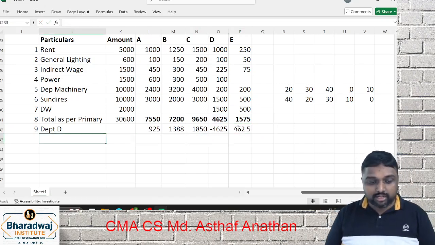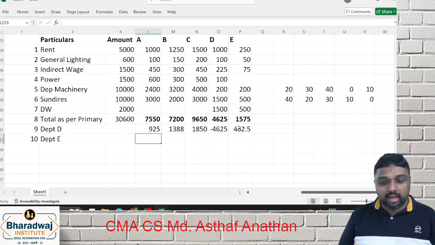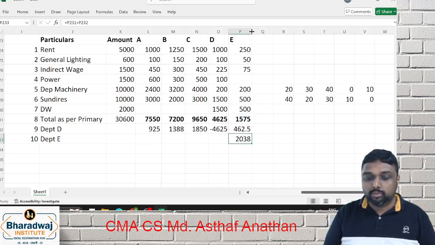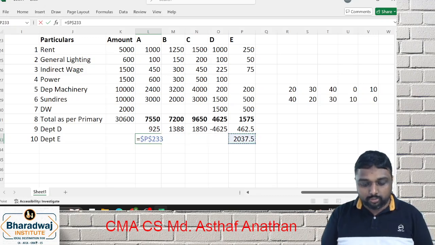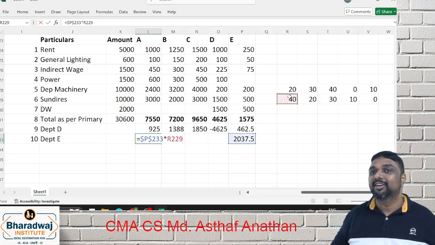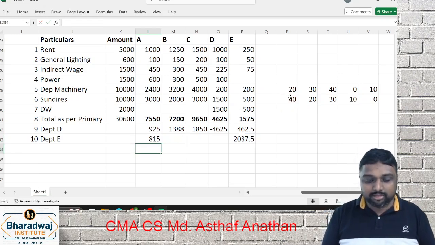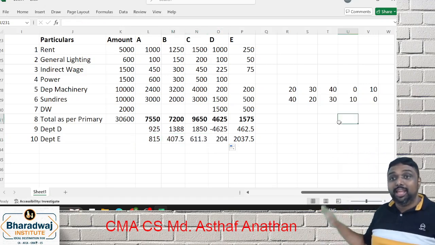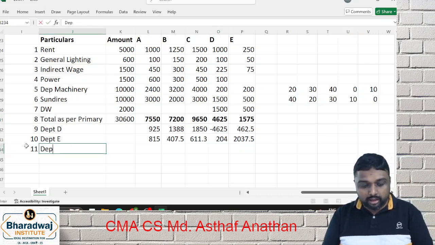Now, if you want to do the next department, just keep on going. Department E, the total amount will be these two amounts. So these two amounts you have to apportion in this ratio. This is the ratio: 40 is to 4 is to 2 is to 3 is to 1. Since I am using Excel, it is very, very easy, I will get it directly. Now, why is it called repeated distribution? Once you complete it, it comes again. See, 204. So you have to compute department D again.